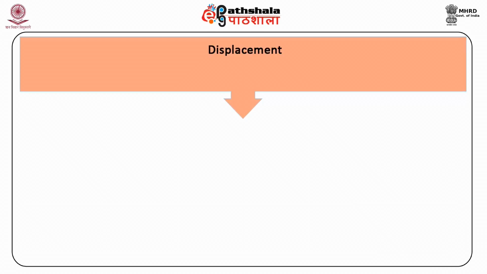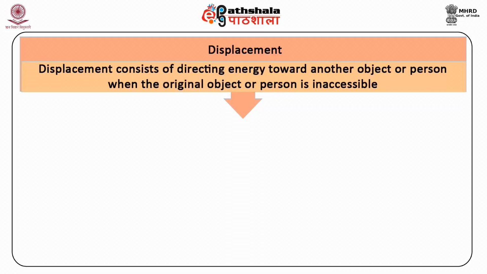Displacement. One way to cope with anxiety is to discharge impulses by shifting from a threatening object to a safer target. Displacement consists of directing energy towards another object or person when the original object or person is inaccessible. For example, the meek man who feels intimidated by his boss comes home and unloads inappropriate hostility onto his children.